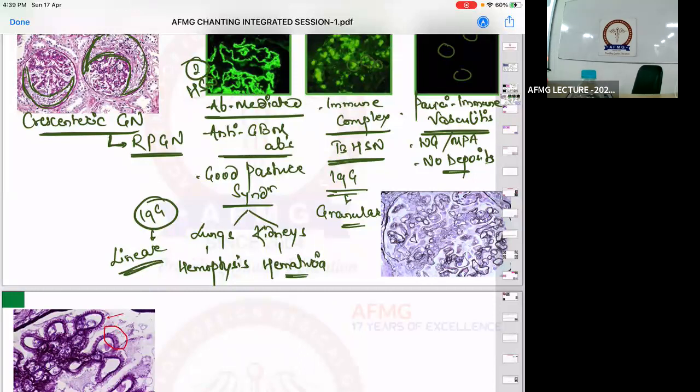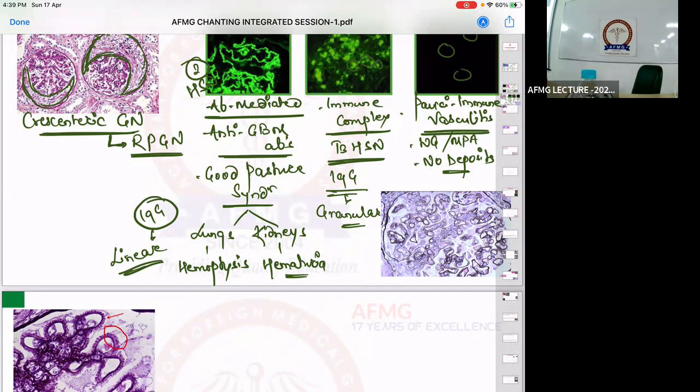Immunofluorescence showing linear IgG deposits: Goodpasture syndrome. Immunofluorescence showing granular IgG deposits: Type 2 RPGN. Important. And immunofluorescence showing no deposit: pauci-immune. Understood? First you will perform light microscopy and then you will perform immunofluorescence.